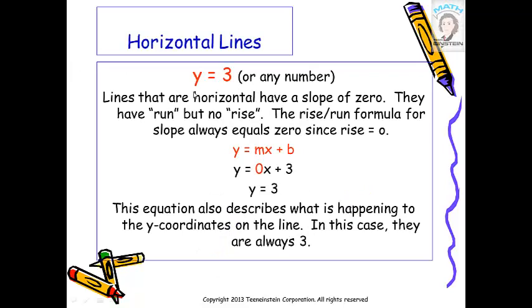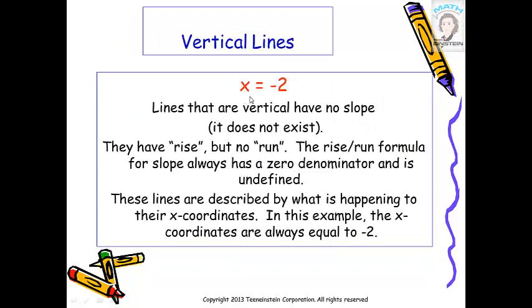Horizontal line, any horizontal line will be of the form y = a number, because the gradient is 0. For any horizontal line, the gradient is 0. Therefore, y = 3. So any horizontal line will be of the form y = a number. y = 0 is the x-axis. y = 1, y = 2 are above the x-axis, parallel to the x-axis. y = -1, y = -2, y = -3 are below the x-axis, parallel to the x-axis.